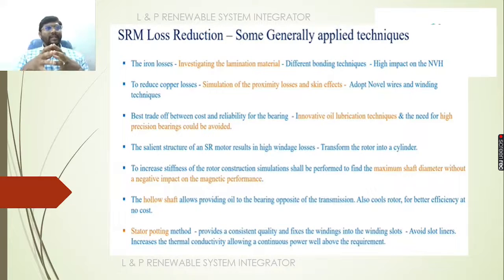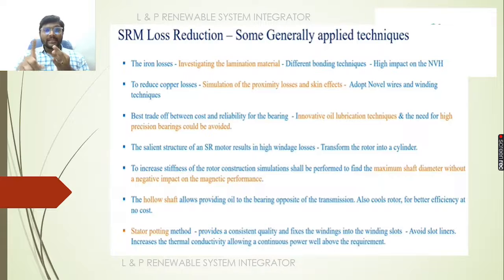See, in the switched reluctance motor, we have so many possibilities for losses. In order to reduce them, we use some general techniques. For example, if you want to reduce iron losses, we must invest in laminating the materials properly. In order to reduce the copper losses, the first thing is that we need to do the simulation of the proximity losses and the skin effects.